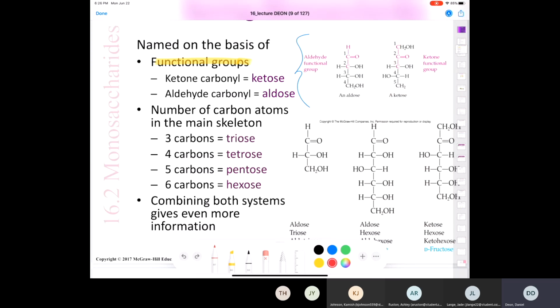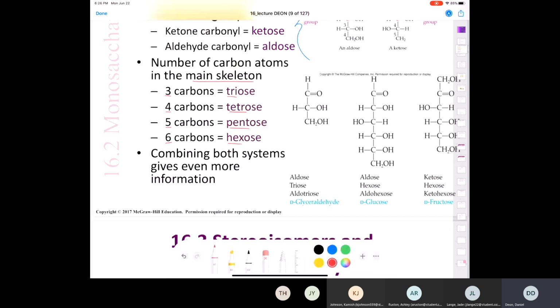Nothing more than that. The next thing is that we count up the number of carbons in the entire molecule. The main skeleton is just another way of saying the molecule. If it has 3, it's a triose. If it has 4, it's a tetrose. 5 is a pentose, and 6, we call it a hexose. And then combining both of those together gives us even more information. Let me show you what I mean by that.